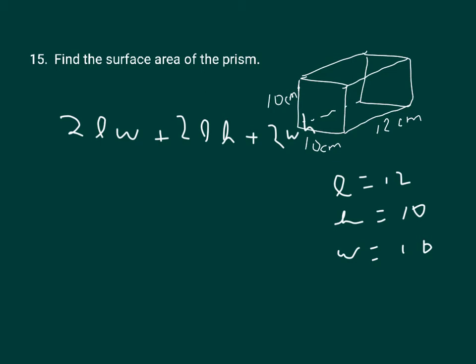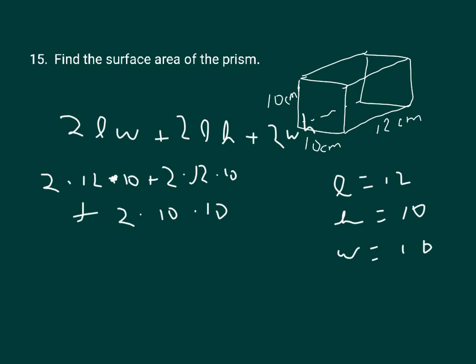And then you just plug the numbers in. We're going to go 2 times LW, which is 12 times 10, plus 2 times LH, which again is 12 times 10, plus 2 times WH, which is 10 times 10. This looks like that's supposed to be times, so I'll put a dot there.